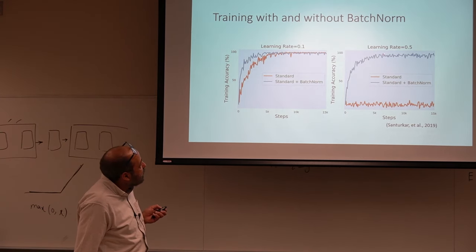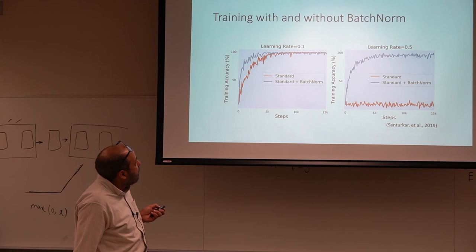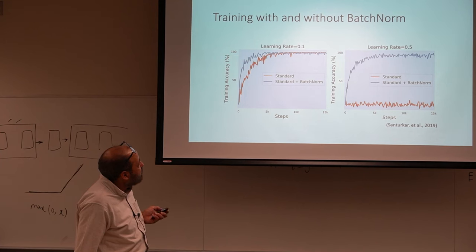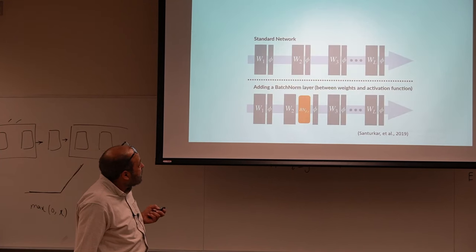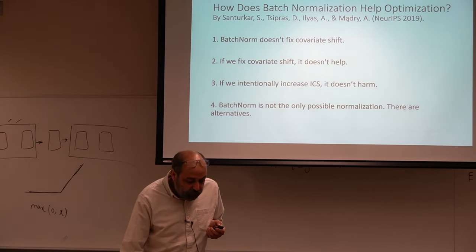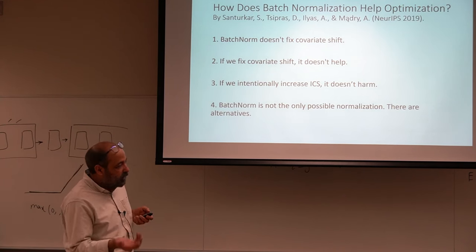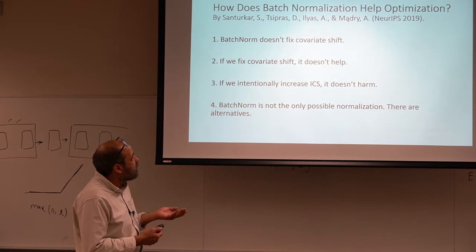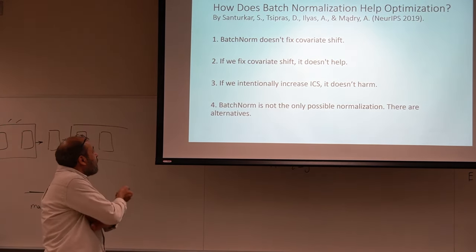But if you increase the learning rate, then the standard model, which doesn't have batch norm, will not converge. But the one with batch norm converges, okay? So it's consistent with all the experiments that we had, the original paper and elsewhere.